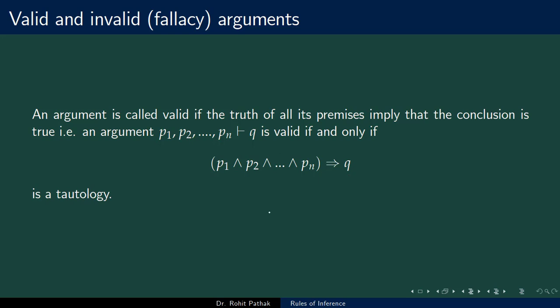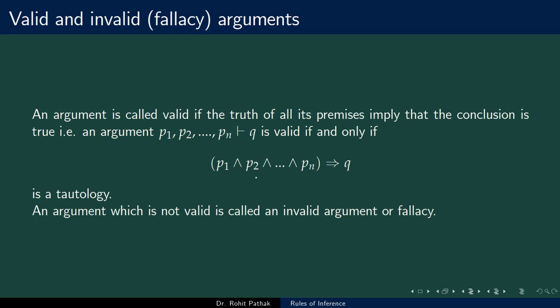So if this is a tautology, then the argument is called a valid argument. Otherwise it is called an invalid argument. That means for some truth values of P1, P2, up to Pn, the conclusion may not follow. An invalid argument is also called a fallacy, right?